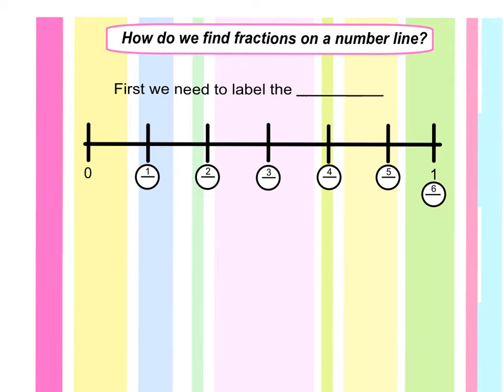In front of you, you have a number line. It might look very similar to the timeline that we made for the Wax Museum. And you're right, timelines are a type of number line. When we're looking at a number line, the first thing we need to do is label the numerator.